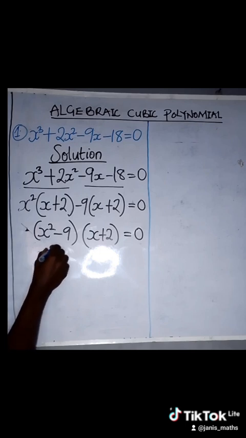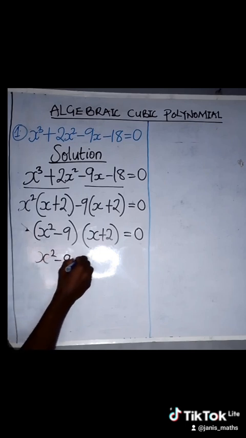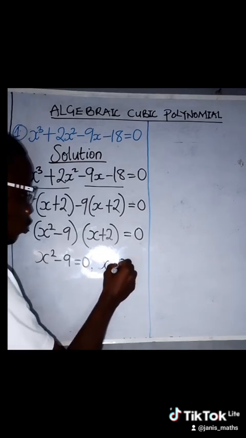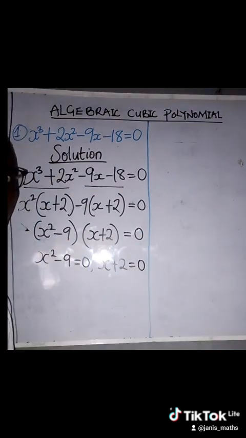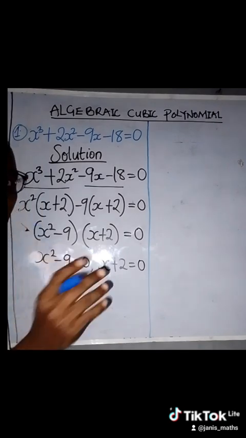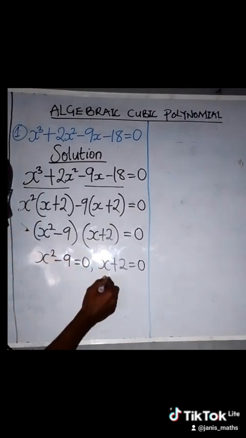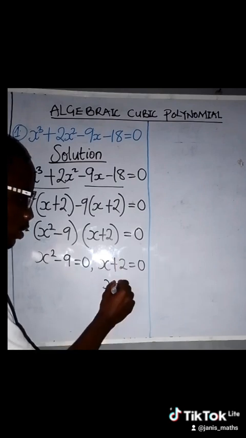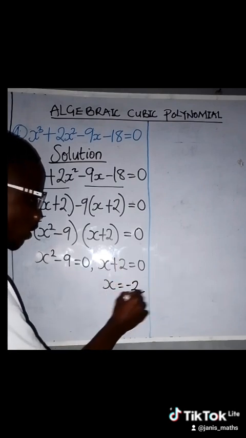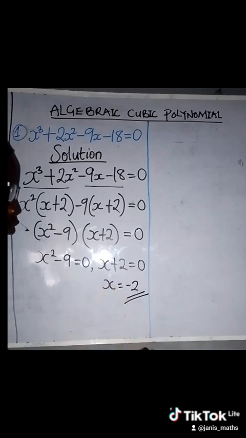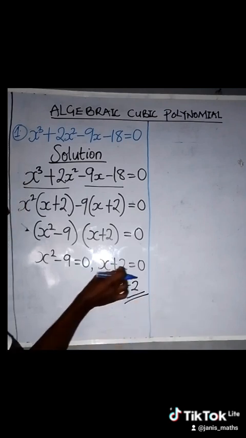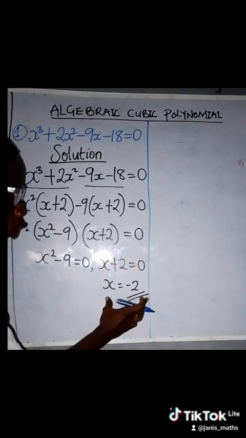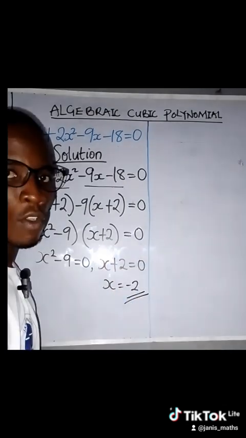So now I have my x squared minus 9 equal to 0. That's the first factor. Then I also have the second one, x plus 2 equal to 0. So how do I get x? When plus 2 moves to this part, it becomes minus 2. So this is my first value of x. My first value of x is minus 2. How did I get minus 2? x plus 2 equal to 0, then the 2 will move to this part and become minus 2.